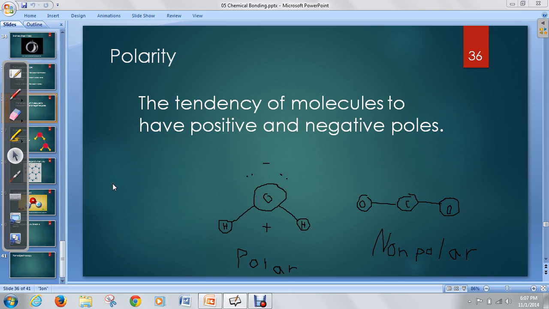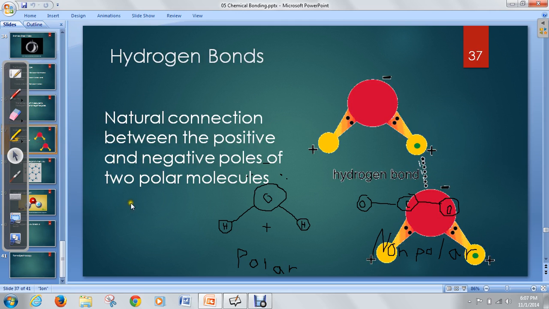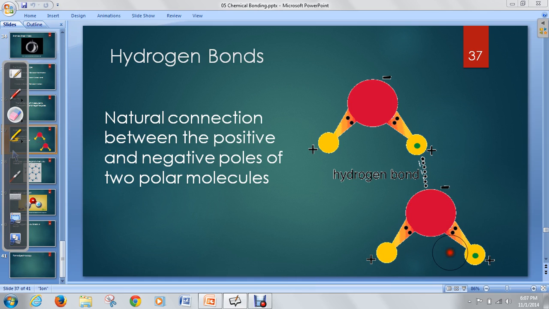Okay. And when they line up, this connection between the molecules happens. We call it a hydrogen bond. Okay. So a hydrogen bond is a natural connection between the positive and the negative poles of two polar molecules.